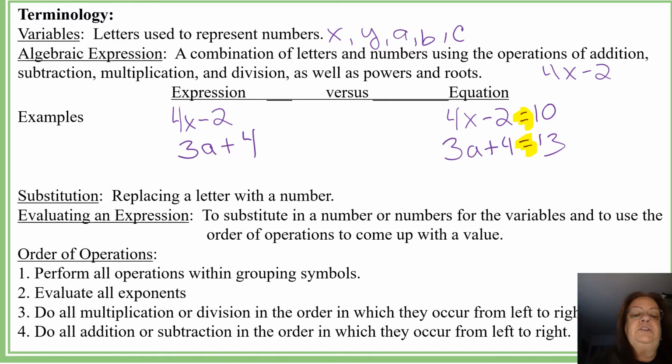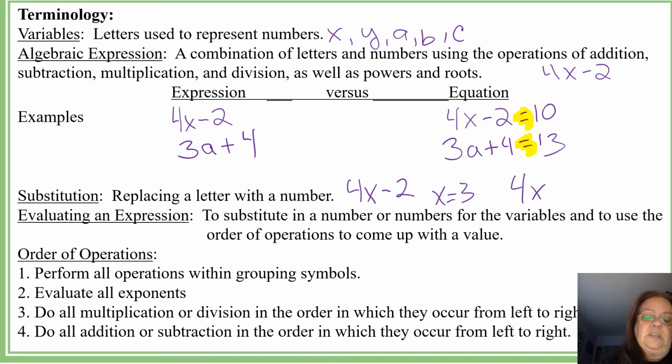All right, substitution, replacing a letter with a number. So if I used our first expression up there, 4x minus 2, and I told you that x is equal to 3, you'd get 4x, whoops, not 4x, come on, there we go. I was supposed to get my eraser. There we are. Okay, 4x was 3, so I put a 3 in place of it, minus 2.